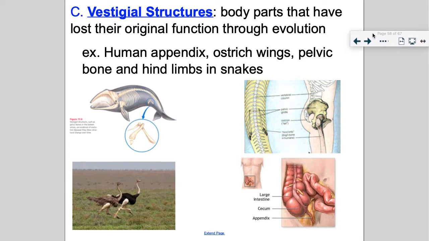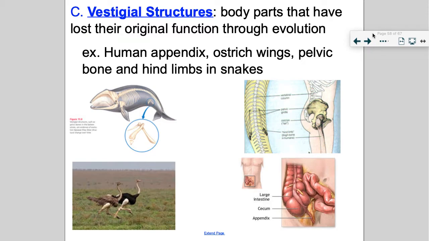Okay. One more type of structure I want to talk about is called vestigial structure. This can be very interesting. Humans actually have a lot of vestigial structures. So body parts that have lost their original function through evolution. Basically, it's useless in the organism, but they haven't gotten rid of it for whatever reason. So humans, we have a lot of vestigial structures. First up, the human appendix.